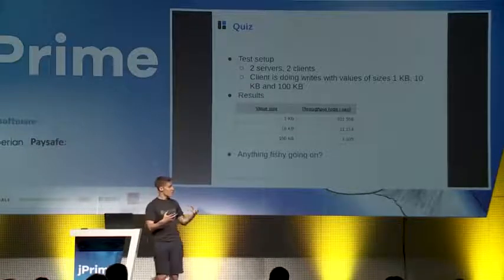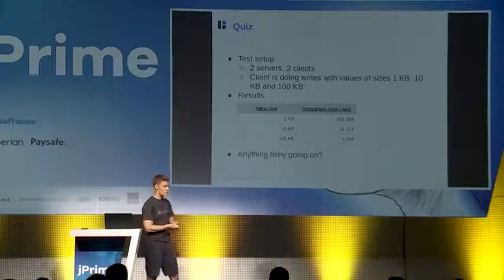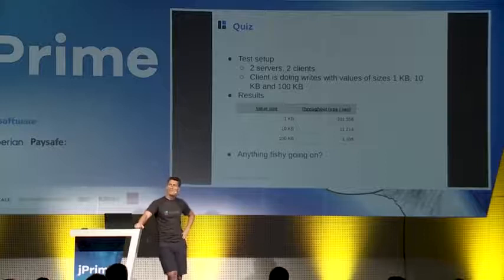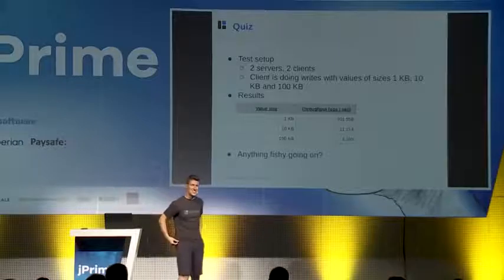But when you look at the numbers for the first time, you'll go like, okay, this is pretty sweet, we're really good. Hazelcast is scaling linearly. No, it was a mistake.